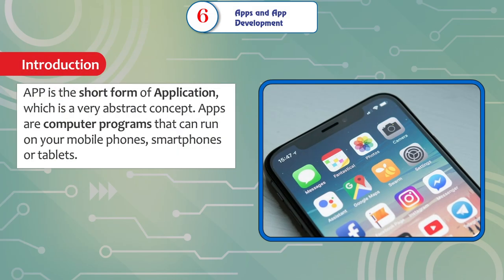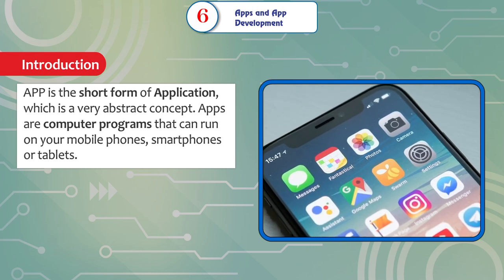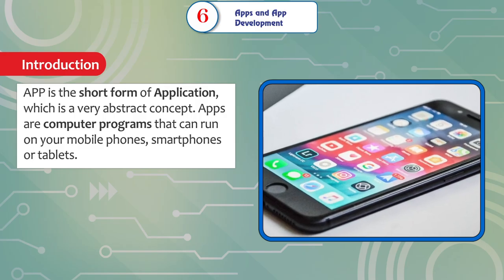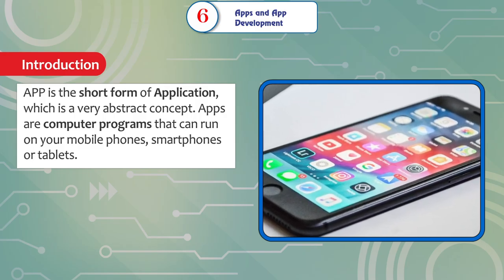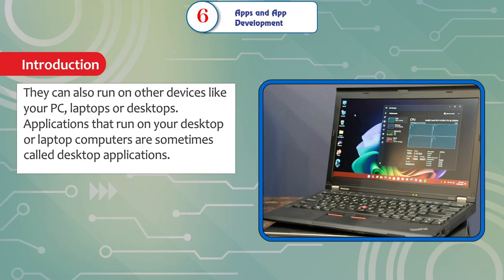Introduction. APP is the short form of application, which is a very abstract concept. Apps are computer programs that can run on your mobile phones, smartphones, or tablets. They can also run on other devices like your PC, laptops, or desktops. Applications that run on your desktop or laptop computers are sometimes called desktop applications.